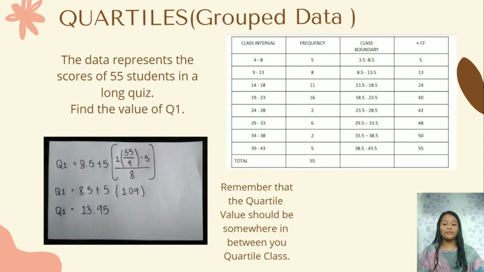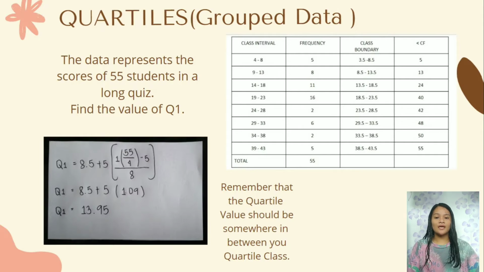In simplifying your answer, one thing you need to do is to follow the PEMDAS rule. After substituting and simplifying, the answer that you've got is 13.95. The next step is to check if this value is somewhere in between the class interval of the quartile class. We know that the answer is correct.